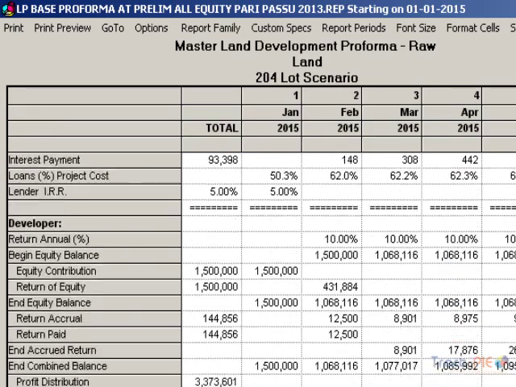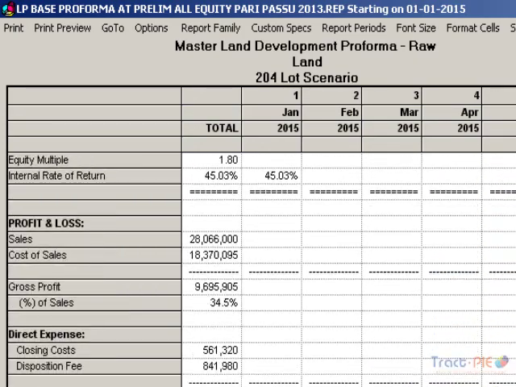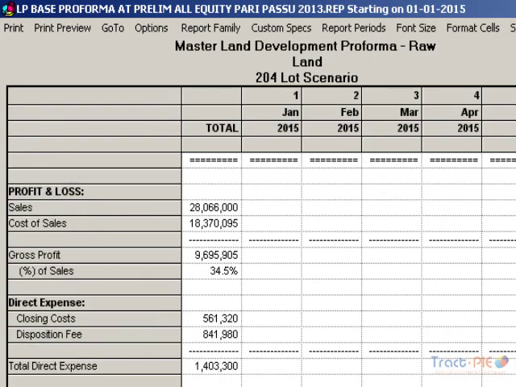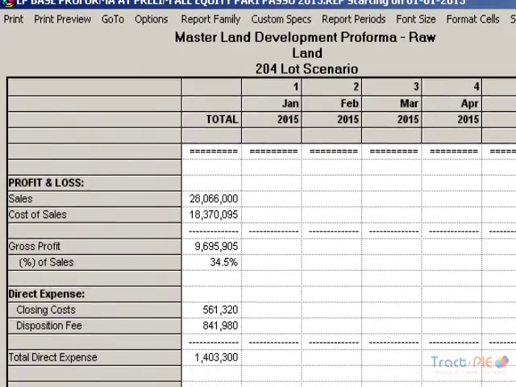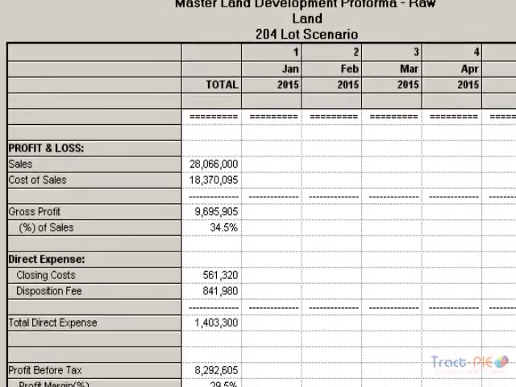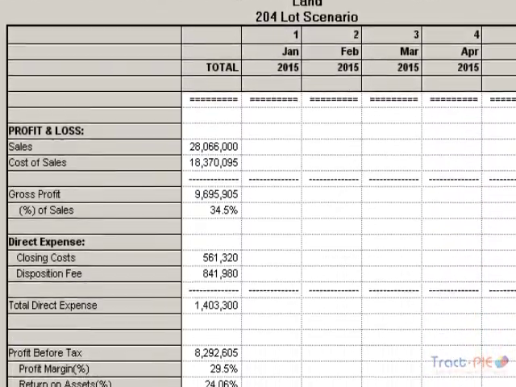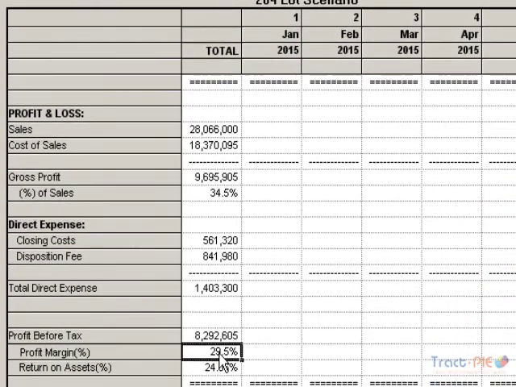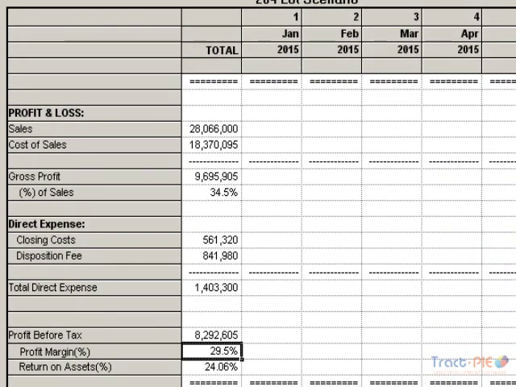The P&L report projects your monthly sales less your capitalized cost of sales less any direct expenses to calculate your profit and profit margin. The balance sheet is displayed next, showing your assets and your liabilities.